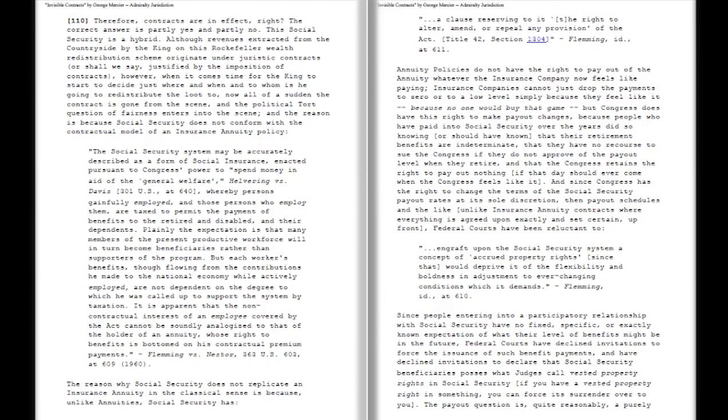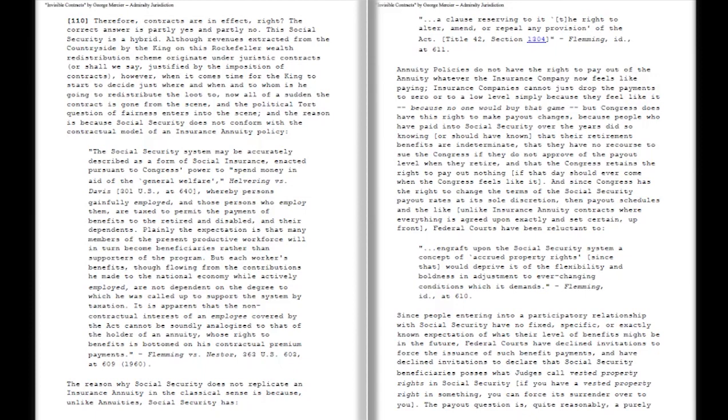The Social Security system may be accurately described as a form of social insurance, enacted pursuant to Congress's power to spend money in aid of the general welfare, Helvering vs. Davis, 301 U.S. at 640, where but persons gainfully employed, and those persons who employ them, are taxed to permit the payment of benefits to the retired and disabled, and their dependents. Plainly the expectation is that many members of the present productive workforce will, in turn, become beneficiaries rather than supporters of the program. But each worker's benefits, though flowing from the contributions he made to the national economy while actively employed, are not dependent on the degree to which he was called upon to support the system by taxation.